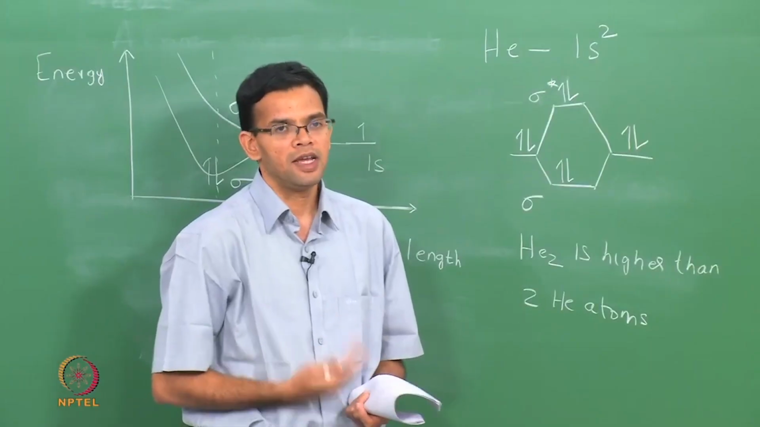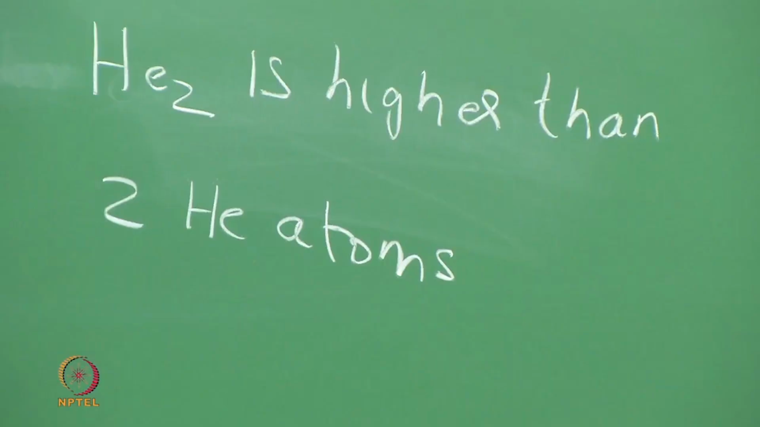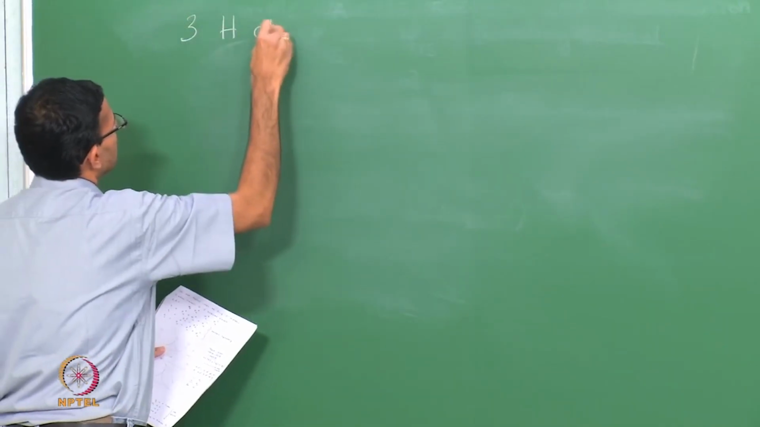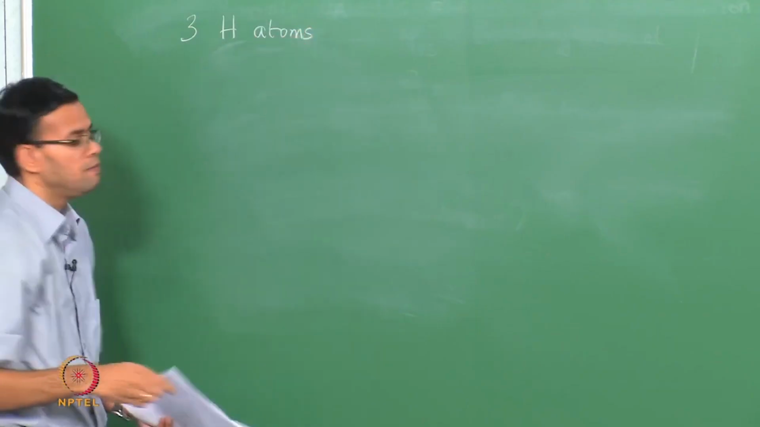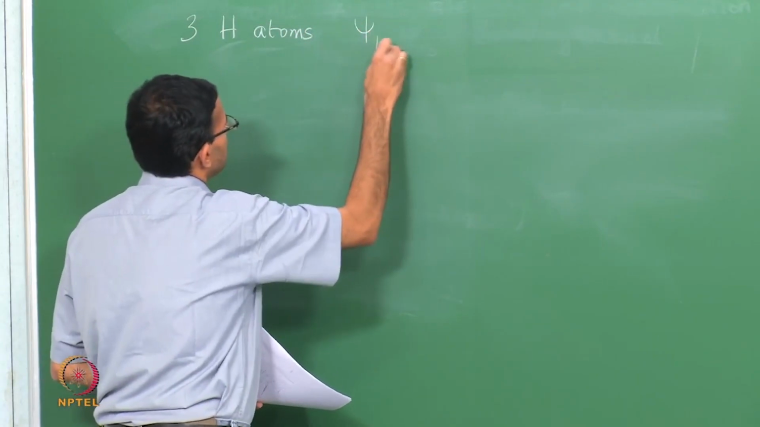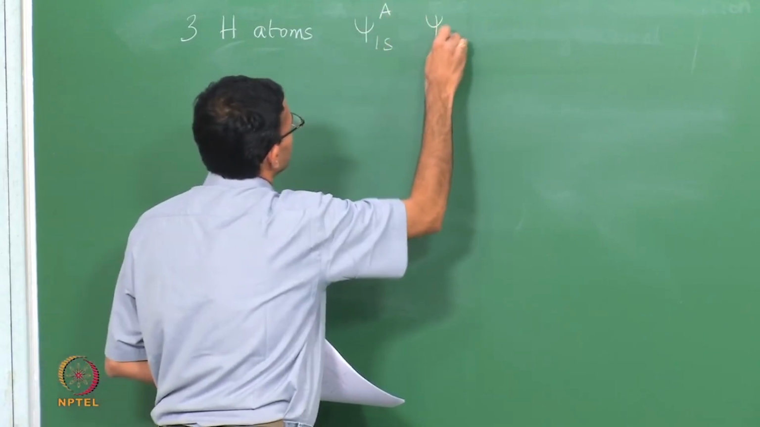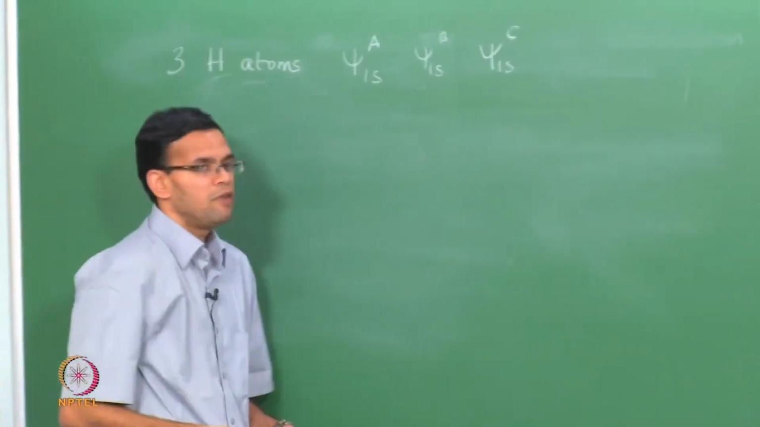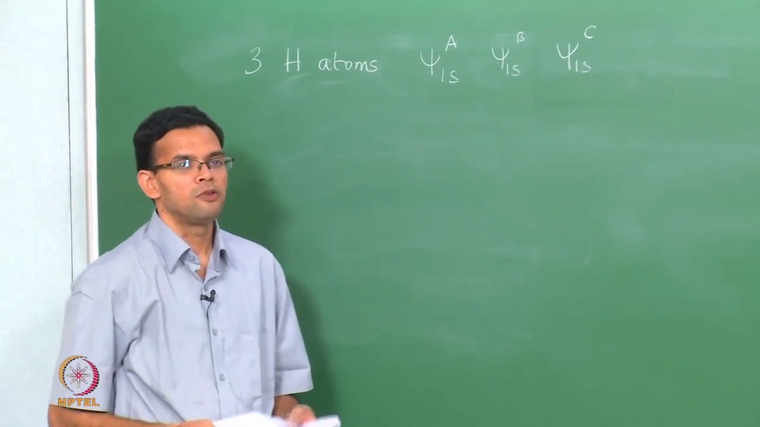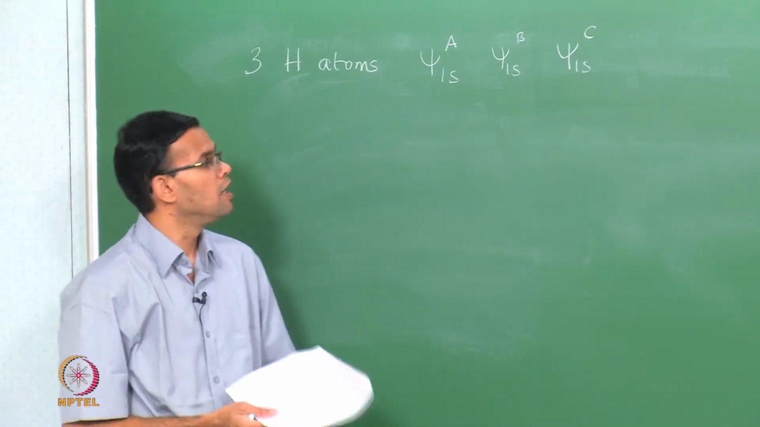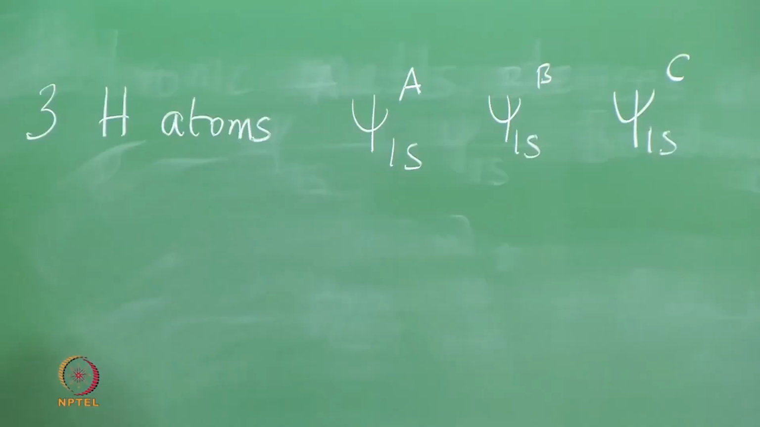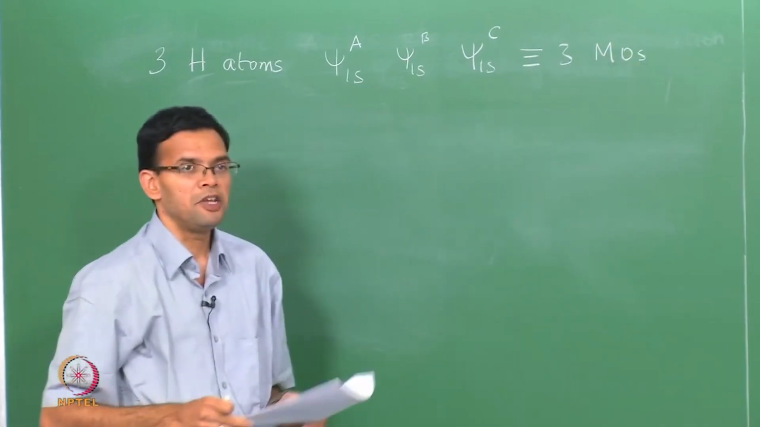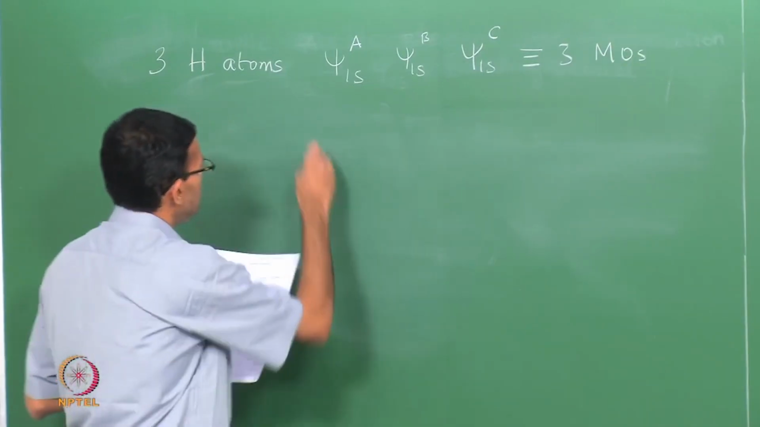Now what if I had 3 hydrogen atoms? Let us look at that. So let us say we have 3 hydrogen atoms A, B and C. So your atomic orbitals are psi 1s A, psi 1s B, and psi 1s C. When we have 2 atoms, we said they form 2 molecular orbitals. Now when we have 3 atoms, you are going to get 3 molecular orbitals. There are 3 ways of obtaining these molecular orbitals.